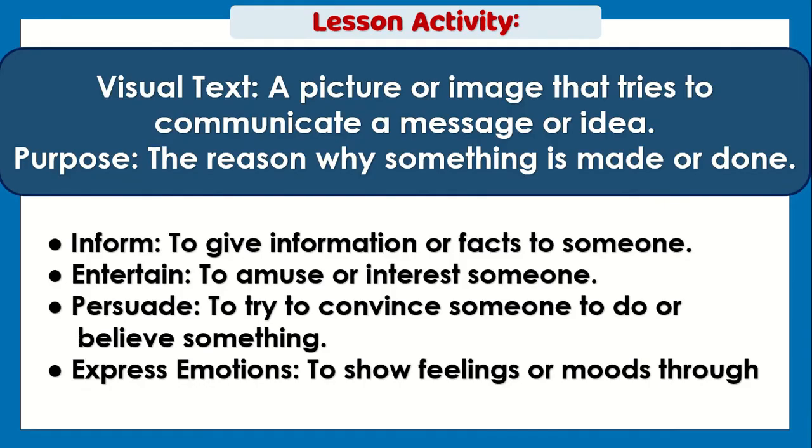For the lesson activity, we have visual text, a picture or image that tries to communicate a message or idea, and its purpose, the reason why something is made or done. Inform means to give information or facts to someone. Entertain means to amuse or interest someone. To persuade means to try to convince someone to do or believe something. To express emotions means to show feelings or moods.